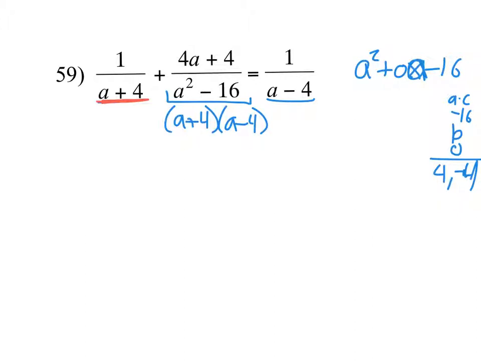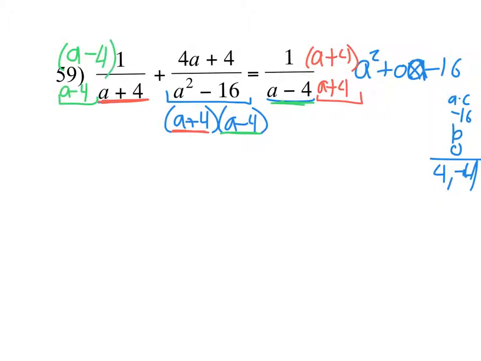Let us identify the pieces in the denominator. So a plus 4, a plus 4. This one does not have an a plus 4. And if I do that to the bottom, I've got to do that to the top as well. Okay, a minus 4, a minus 4. This one does not have an a minus 4. And if I do that to the bottom, I've got to do it to the top as well. All denominators are the same.